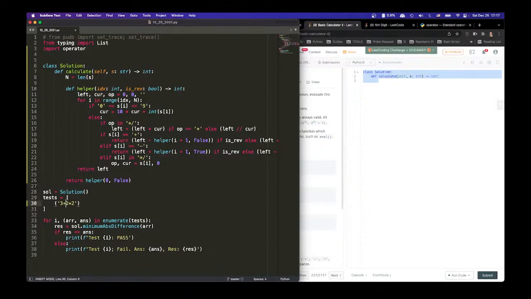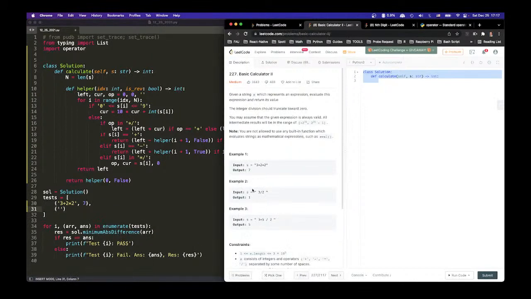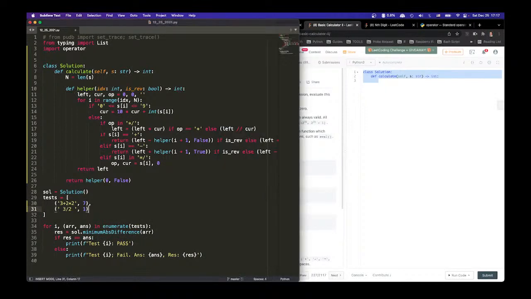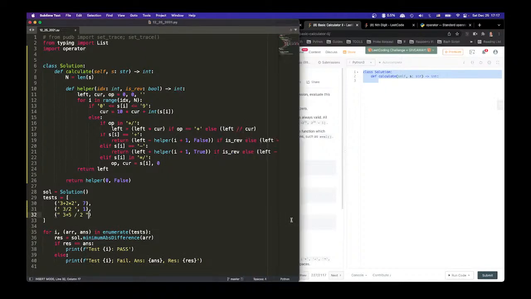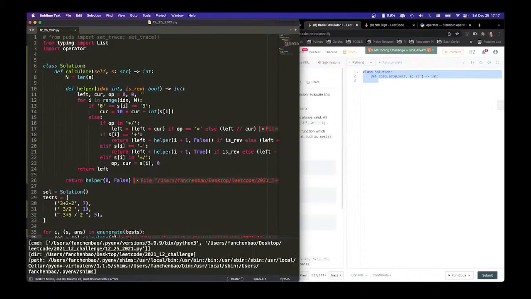Okay. All right, so this one's 7, including the empty space. This one should be 1. This one should be 5. Okay. So this is S. This is calculate. S. Run it.